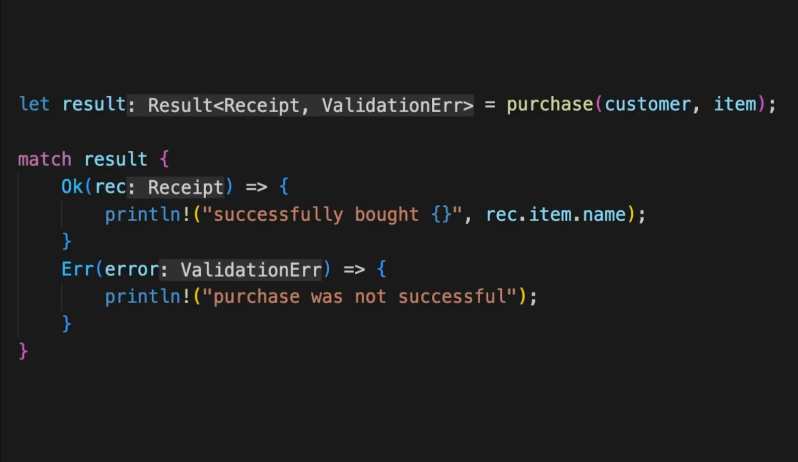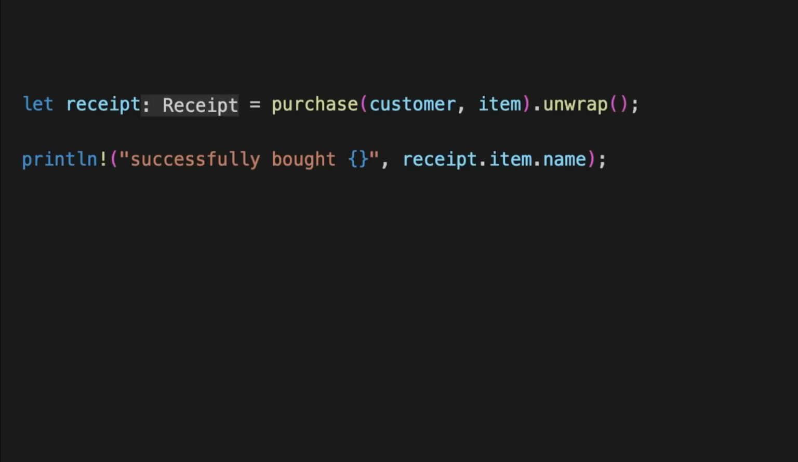Here we print out the item's name in the success case and print out that the purchase was unsuccessful in the error case. Callers could also choose to call unwrap on the Result enum, which will return the value stored inside the Ok variant, or panic if the returned value is the Err variant. This is especially great for quick prototyping, and when you're ready to make your code more robust, you can simply search for all the unwrap calls.